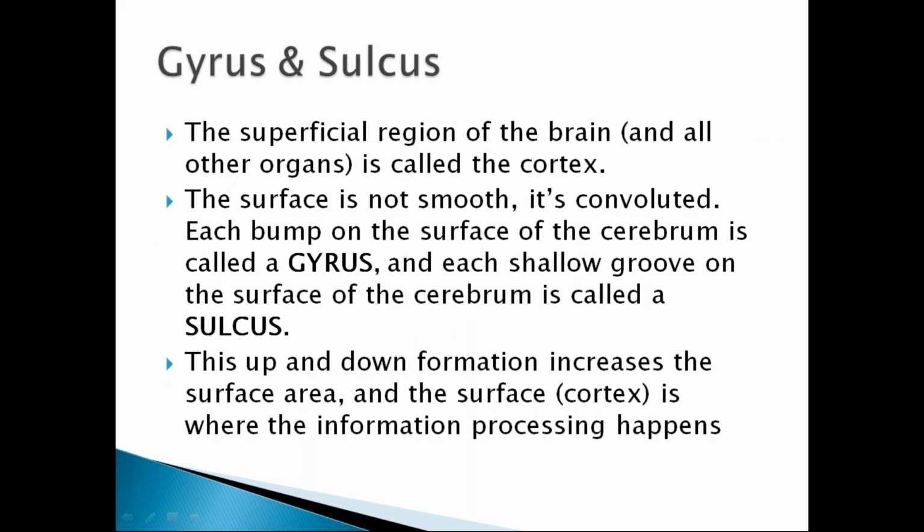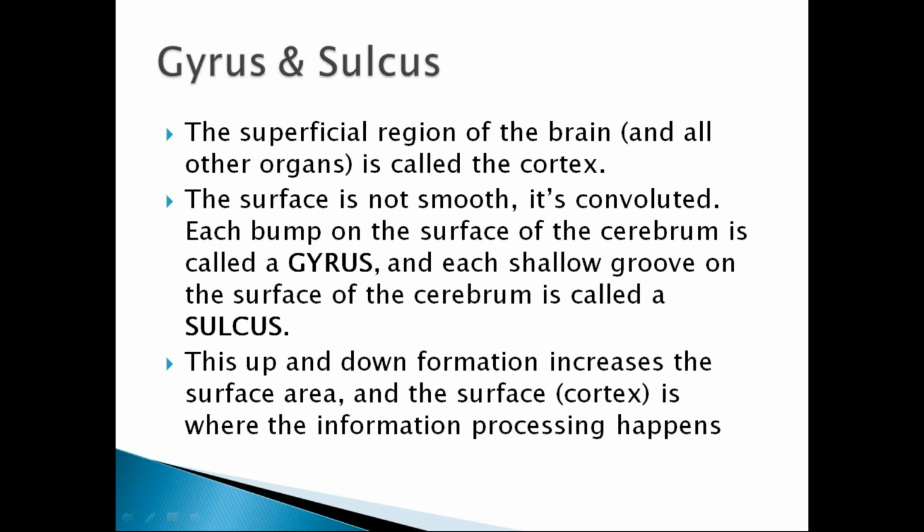Gyrus and sulcus. So what does that mean? They are the superficial region of the brain, and all other organs is called the cortex. The surface is not smooth, it's convoluted. Each bump on the surface of the cerebrum is called a gyrus, and each shallow groove on the surface of the cerebrum is called a sulcus. So one's the mountain and the other one's the valley. So the peaks and the valleys.